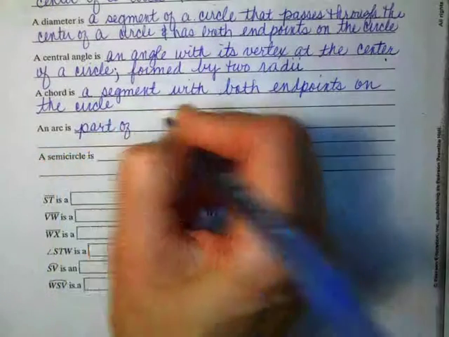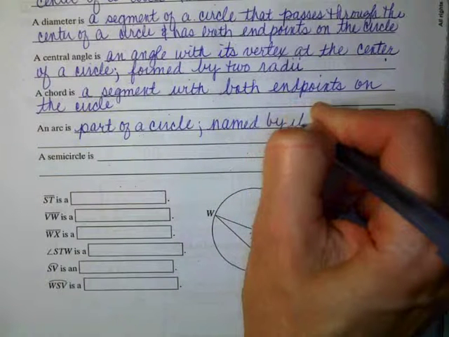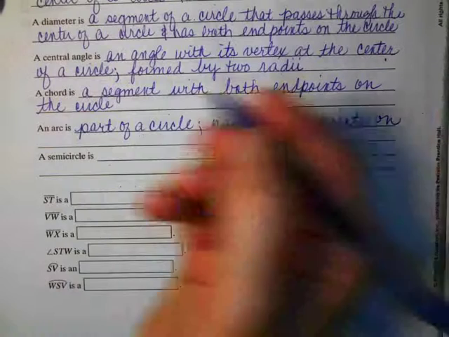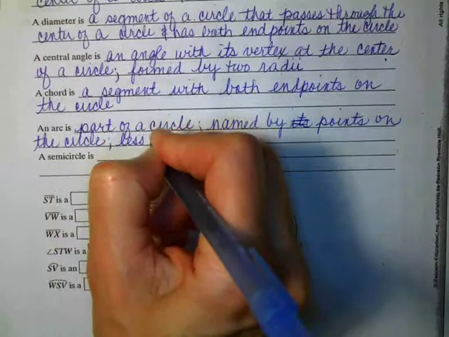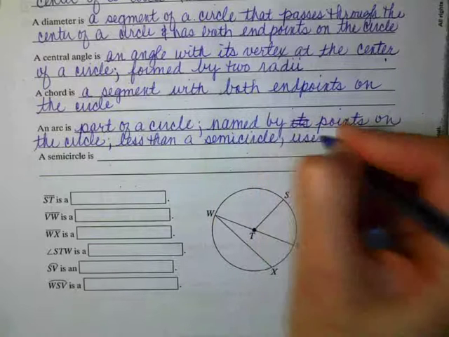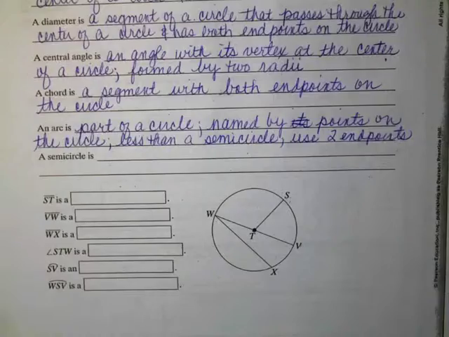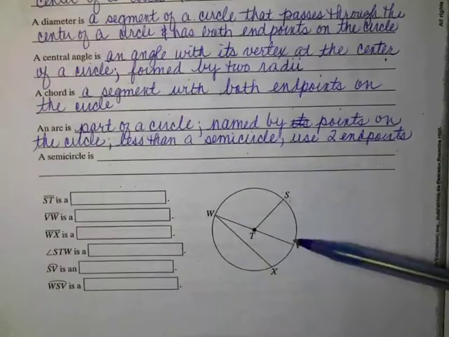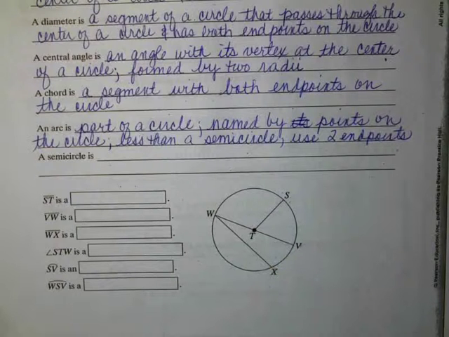An arc is a part of a circle. It's named by points on the circle. If it's less than a semicircle, which we'll define in just a moment, we're going to use its two endpoints. Okay, so if I wanted to talk about arcs, it's just these little pieces of the circle here. So I could say arc SV, less than a semicircle, arc WS, arc WX, arc XV.